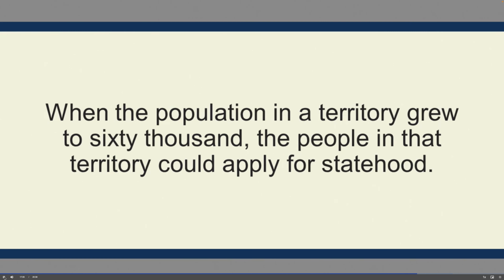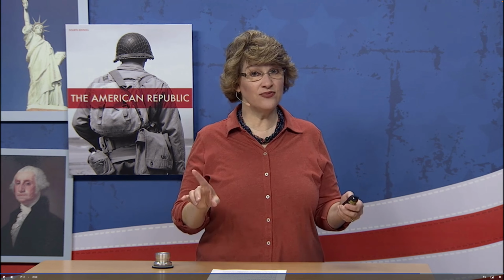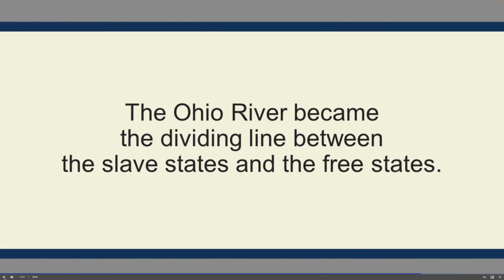The Northwest Ordinance guaranteed freedom of religion and forbade slavery in the Northwest Territory. Therefore, the Ohio River became the dividing line between the slave states and the free states.